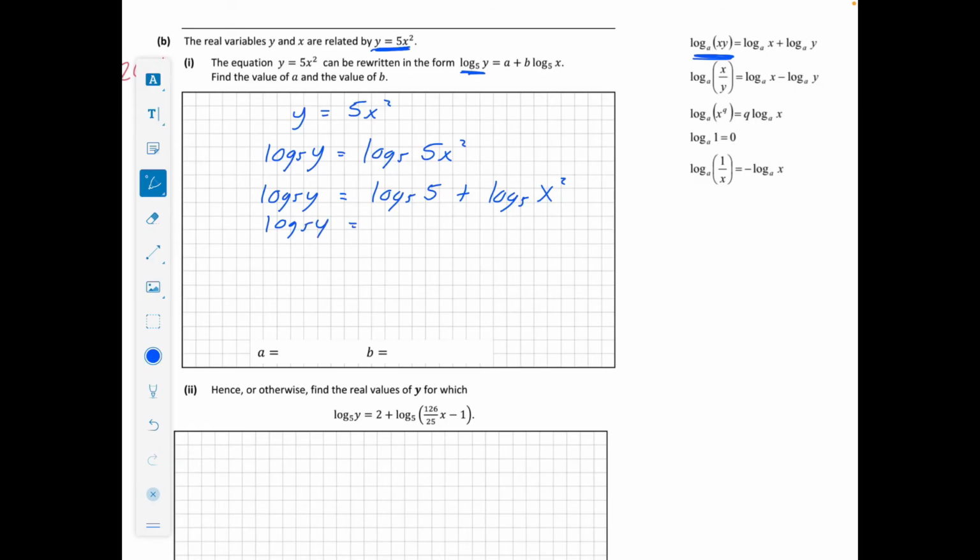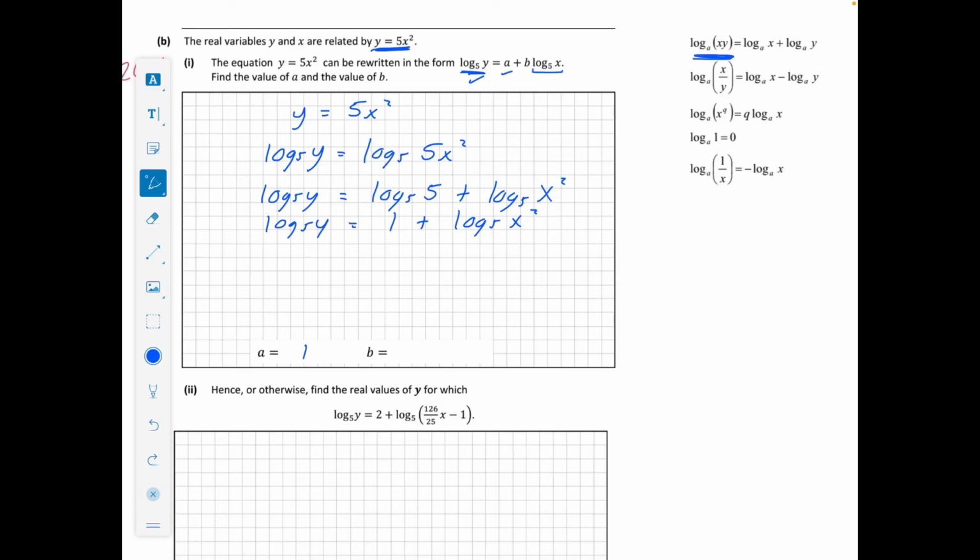Now, log to base 5 of 5, I'm going to put that into my calculator, and I'm going to see that that's just a number. It gives me out 1, plus log to base 5 of x squared. Now we have this, and we also have our a, so a is equal to 1. The only problem now left is we want log to base 5 of x with a number in front. This squared here is in the way.